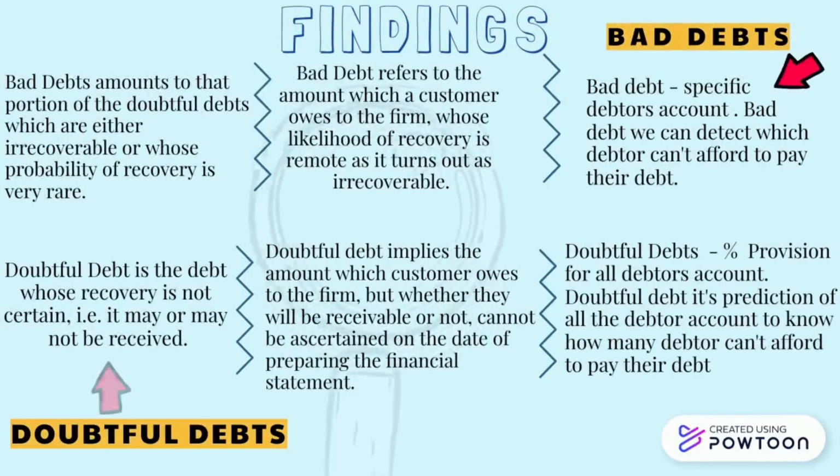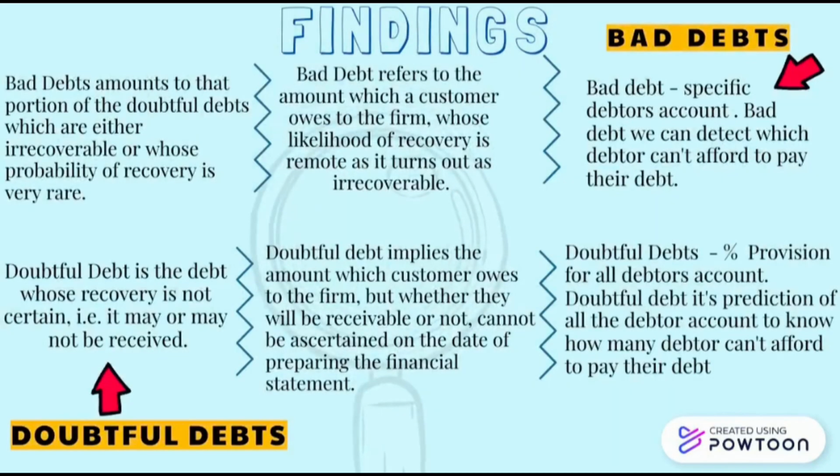So now let's see the differences between bad debt and doubtful debt. Bad debt amounts to that portion of the doubtful debt which is either irrecoverable or whose probability of recovery is very rare. Doubtful debt is a debt whose recovery is not certain, and it may or may not be received. In other words, this means that bad debt is a part of accounts receivable that cannot be collected, or the probability of recovery is very low.